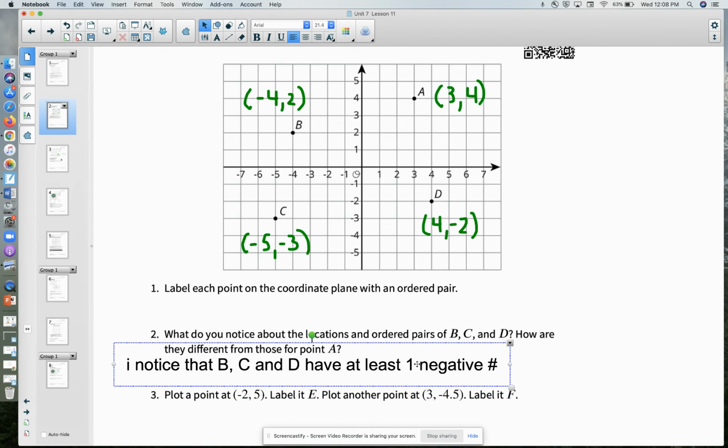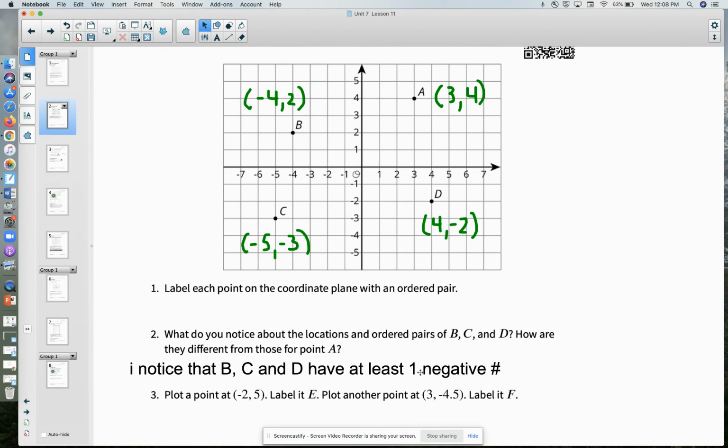Okay. On number 2, B, C, and D have at least one negative number. Plot a point at 2, 5, label it E. Plot another point at 3, negative 4.5, label it F. So if you do this in your notebook, that's why I told you to just draw a number line from 5 to negative 5. So plot a point at negative 2, 5. So right here.